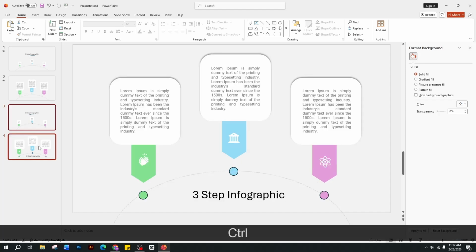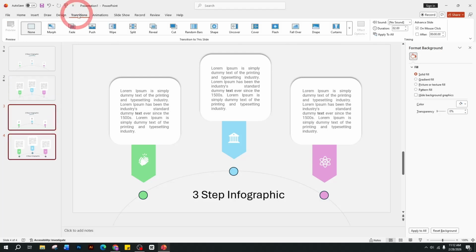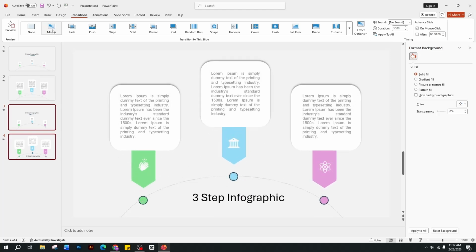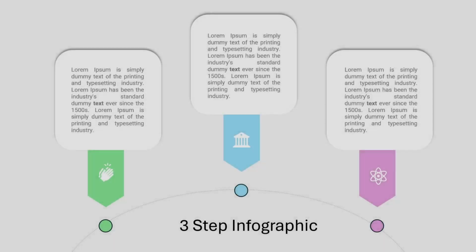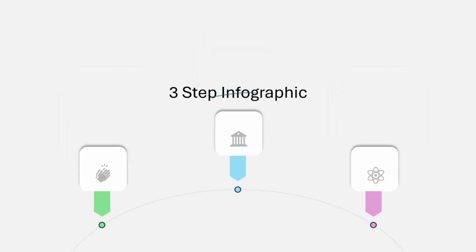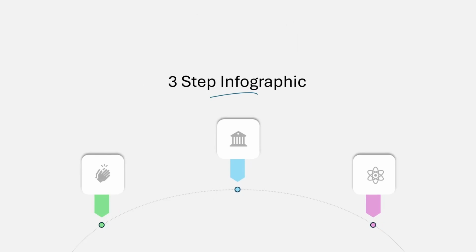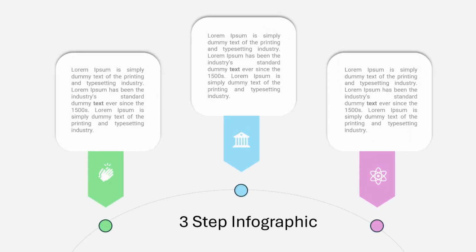So this is the first slide and the second slide. Select both of them and go to transitions, and then morph transition. That's already awesome. So let's play it. Yep, that's cool.